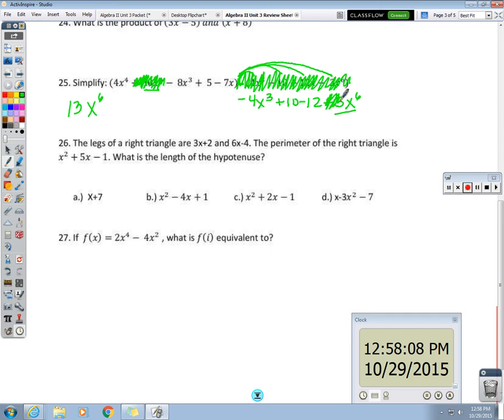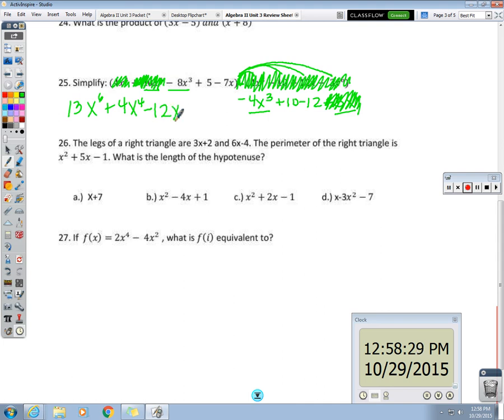That way you know you're done with them. Okay, what's your next largest exponent? 4. Is there anything to combine with it? No, so you just bring down the positive 4x to the 4th. Okay, what's the next largest? Right, the cube terms, and how many are there?